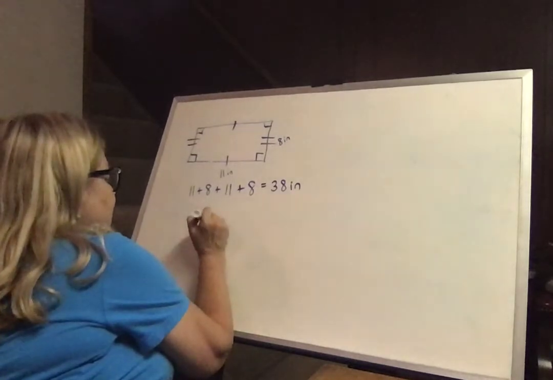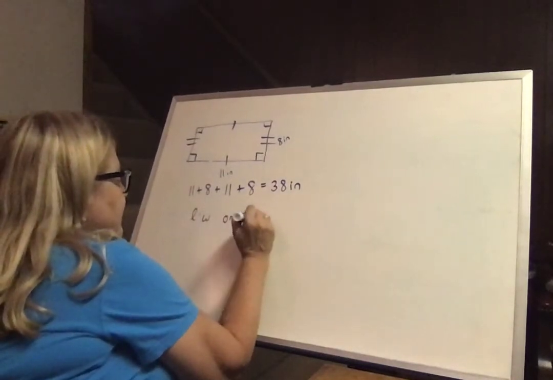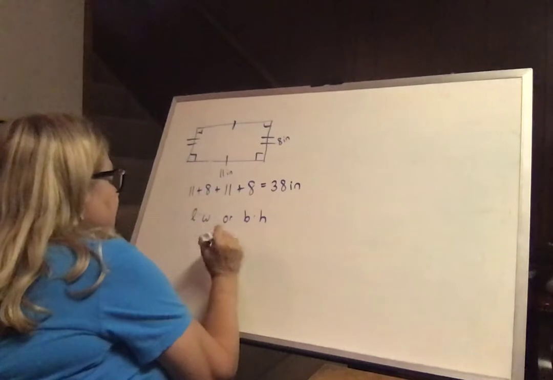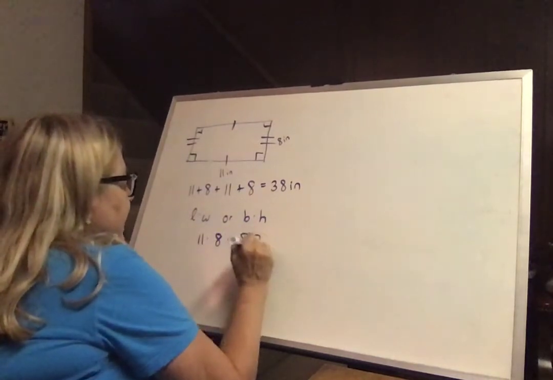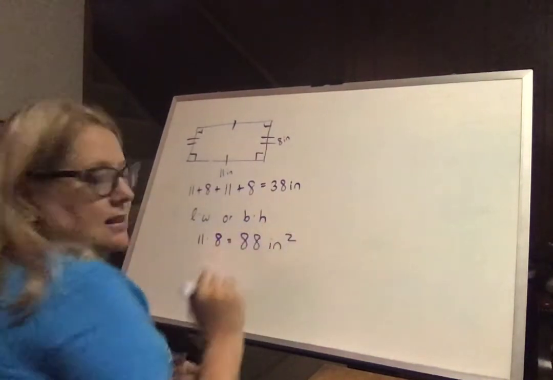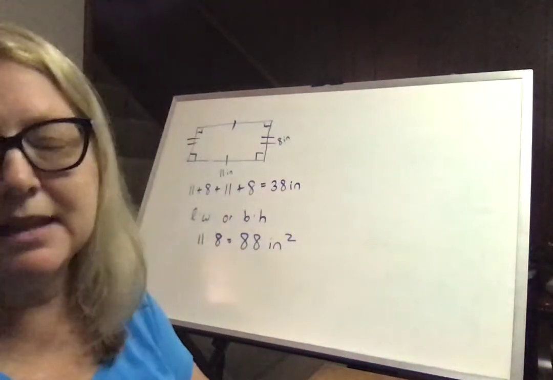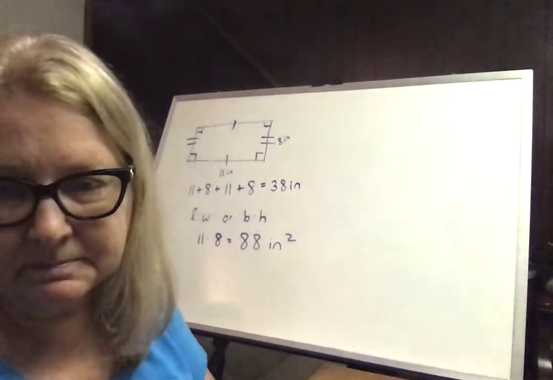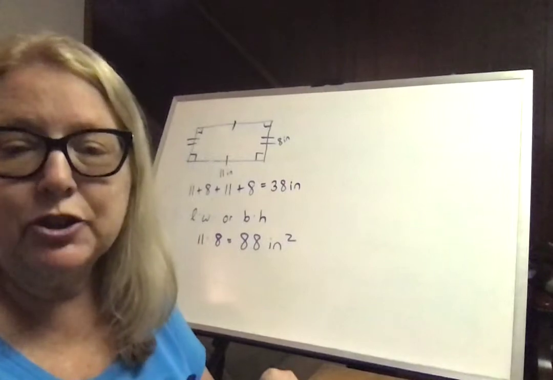Length times width, or base times height, 11 times 8 equals 88 square inches, because it's the area inside. 11 times 8, 88. That's basically how you do rectangles.